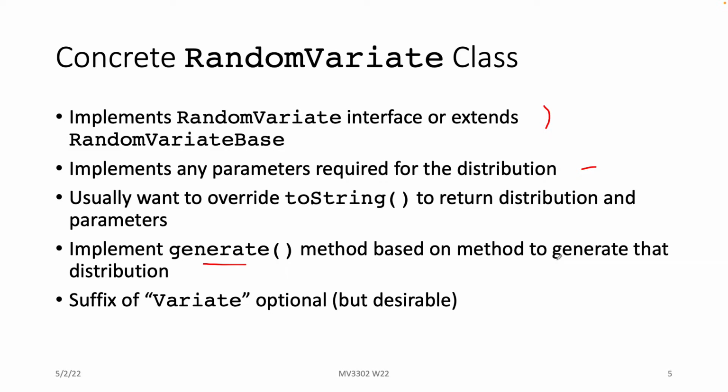And we've used the generate method a few times. The benefit of that is that if I have a random variate and I want to get the next value, I just call generate, and I don't have to worry about what kind it is. Now, in terms of the name, the convention is that if I have the name and then say blah-de-blah variate, that's optional, but generally desirable just because it signals that that's what this thing is.